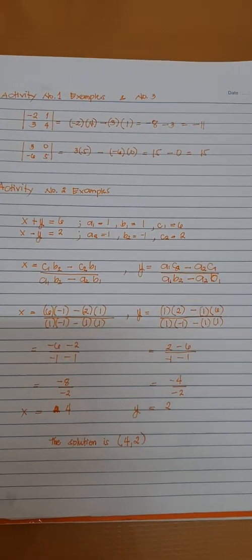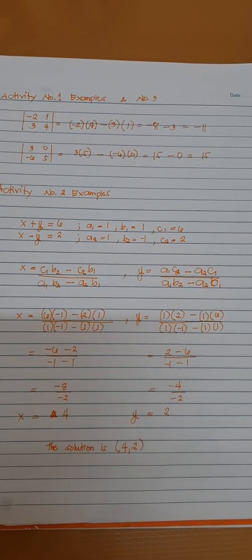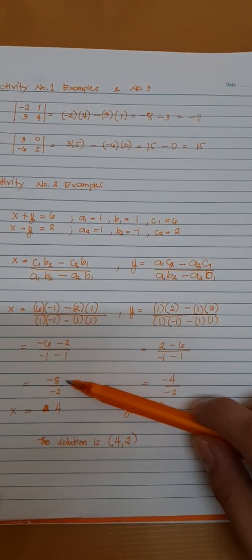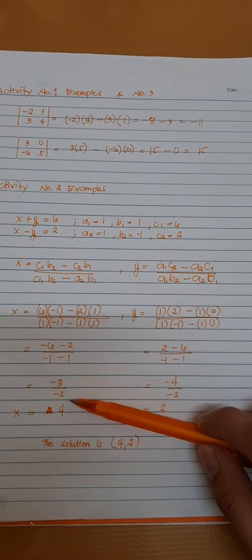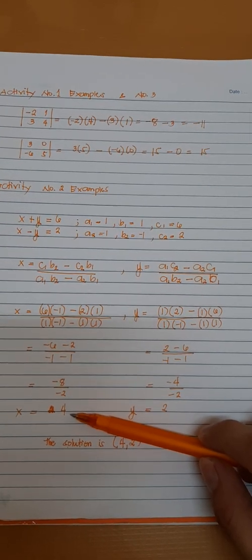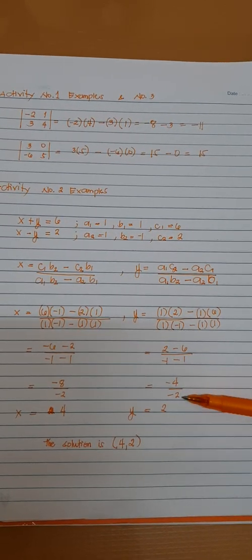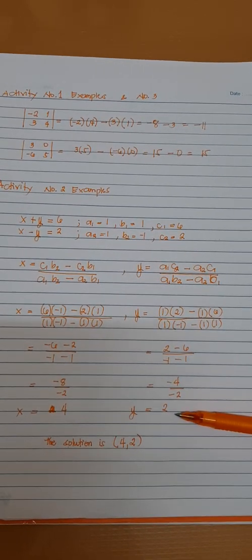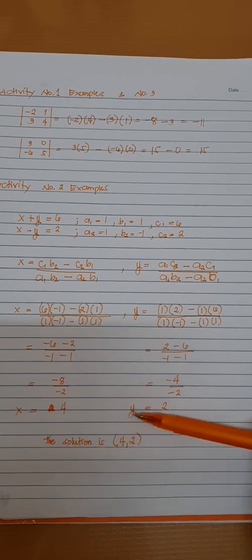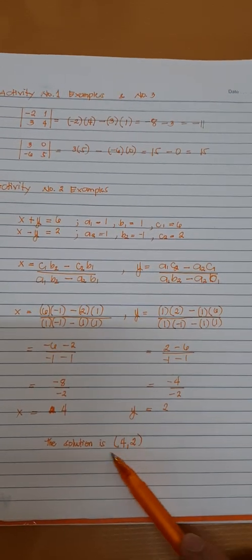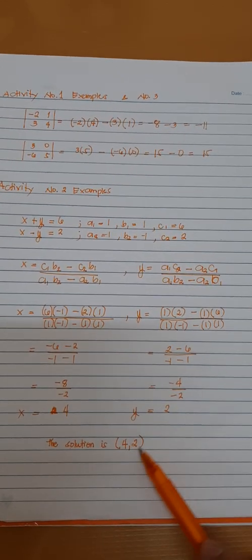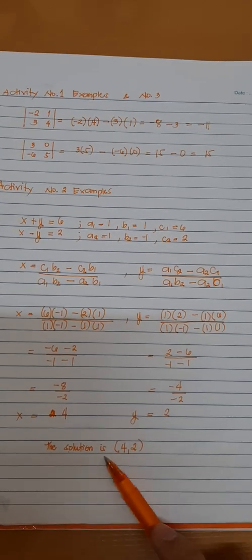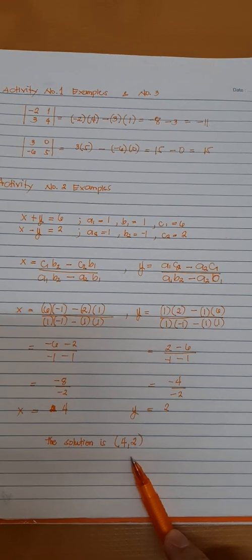In dividing numbers with like signs, it will give us a positive answer. So we have negative 8 divided by negative 2 is equal to positive 4, and negative 4 divided by negative 2 is equal to positive 2. And now we will combine our x coordinates and y coordinates into one parenthesis, or let's say we will pair them up. So the solution is 4 and 2.